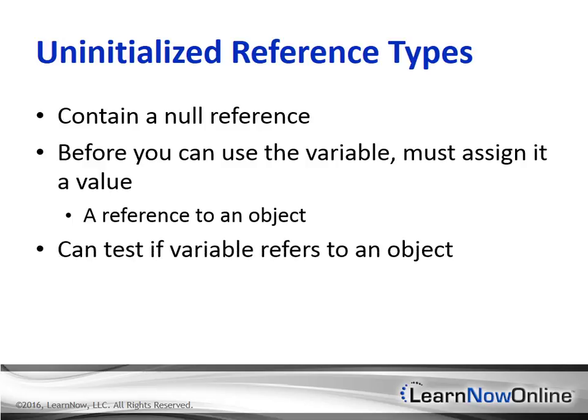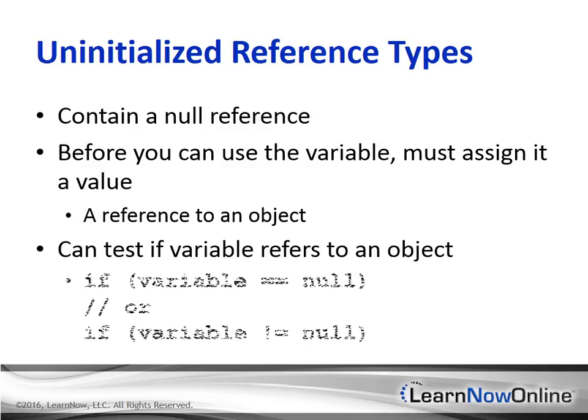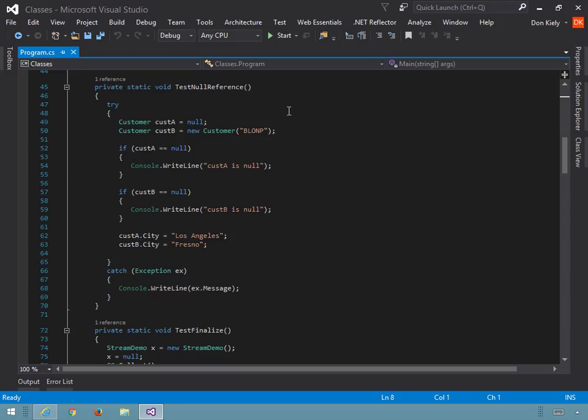Now, you can test to see if a variable refers or doesn't refer to an object using syntax like this: if variable equals null or if variable is not equal to null. Here's some sample code that shows how you can use these tests for null.